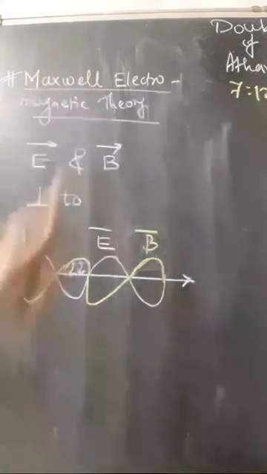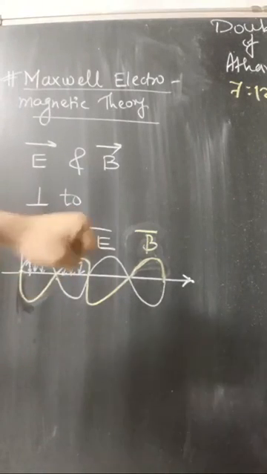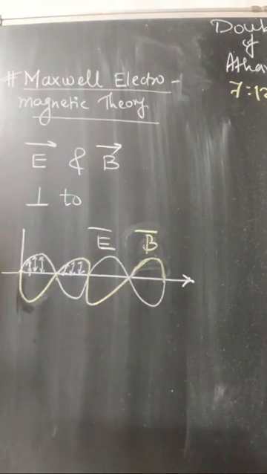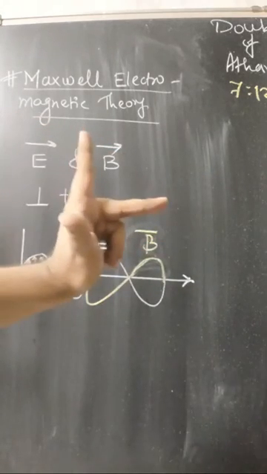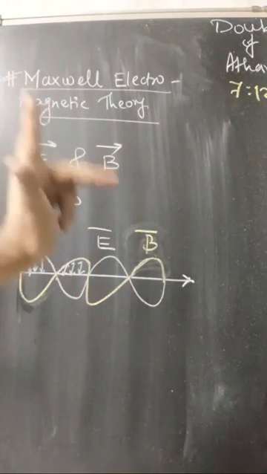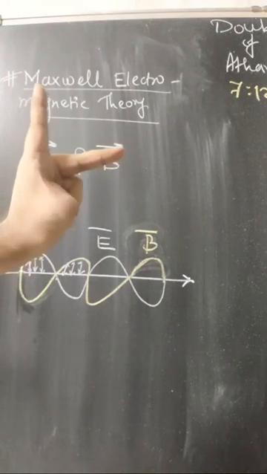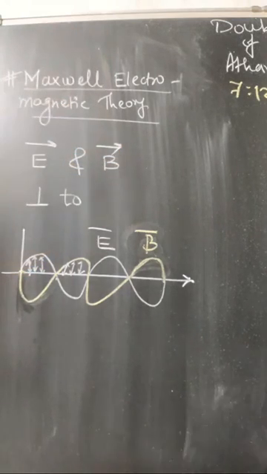Electric field, magnetic field, and direction of motion. All the three are perpendicular. Like this. First finger, electric field, thumb, magnetic field, middle finger, direction of propagation.